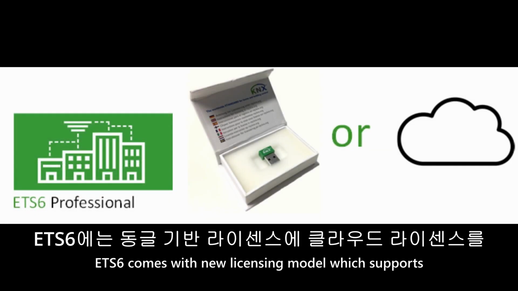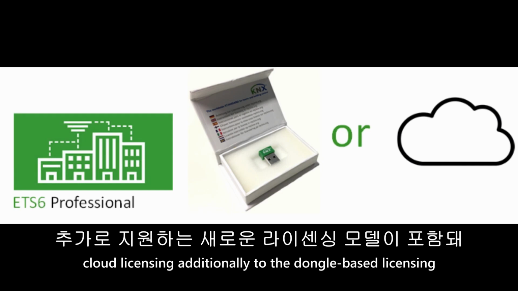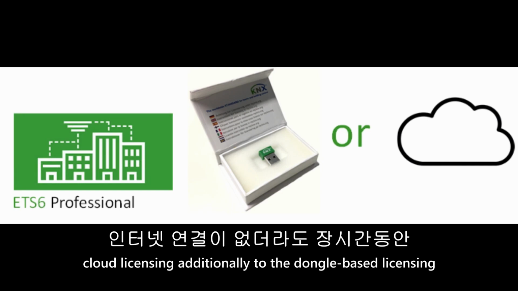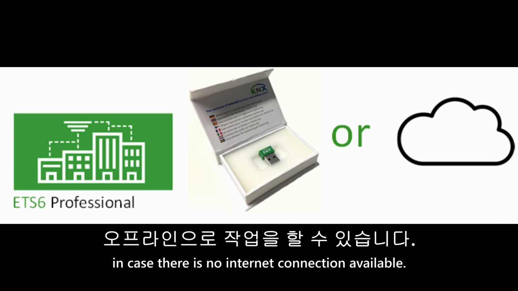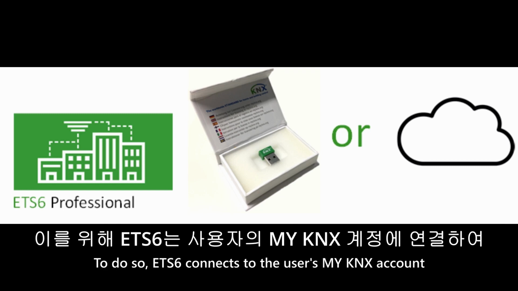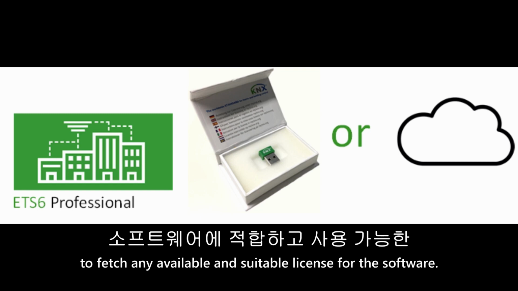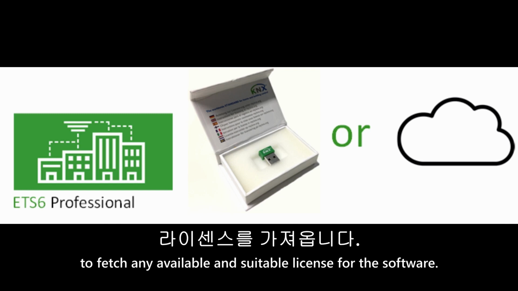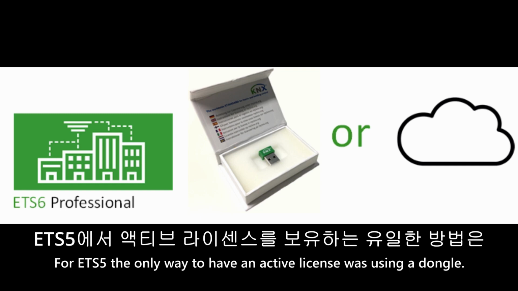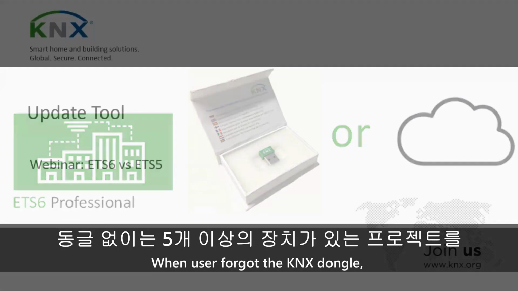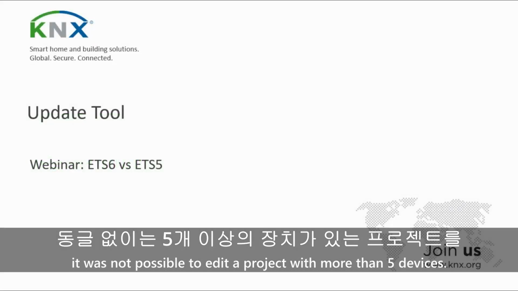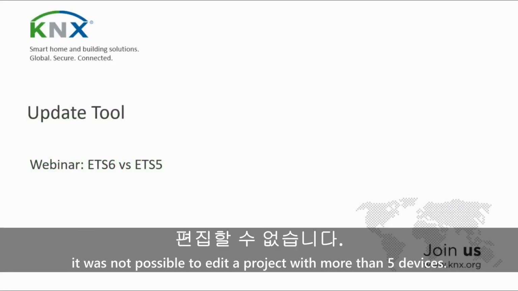ETS6 comes with a new licensing model, which supports cloud licensing in addition to dongle-based licensing, with the possibility to even work offline for a couple of hours in case there is no internet connection available. To do so, ETS6 connects to the user's MyKNX account to fetch any available and suitable license for the software. For ETS5 the only way to have an active license was using a dongle. When a user forgot the KNX dongle, it was not possible to edit a project with more than 5 devices.